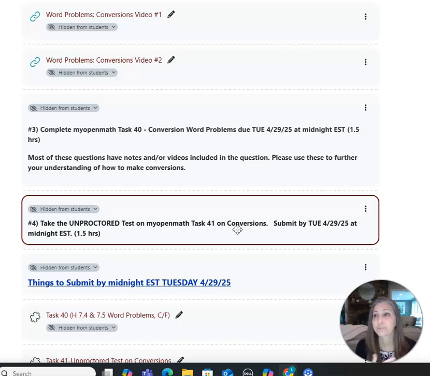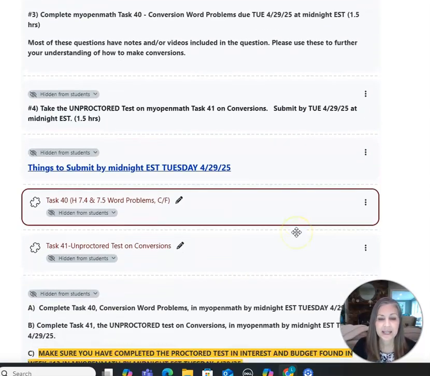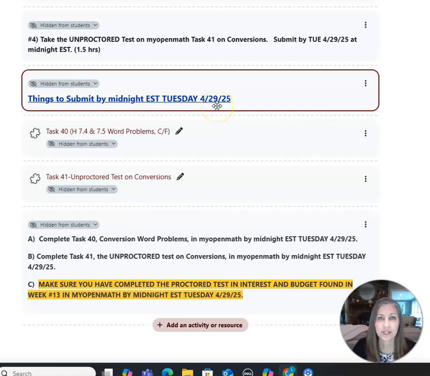You take it at home, it's unproctored. It's not a proctored test, so it won't count as a proctored test. It's going to count in the other category of unproctored assignments. But take that. And so again, this is due Tuesday, April 29th. This is an extended period of time because we have a portion of this time that's our Easter break.